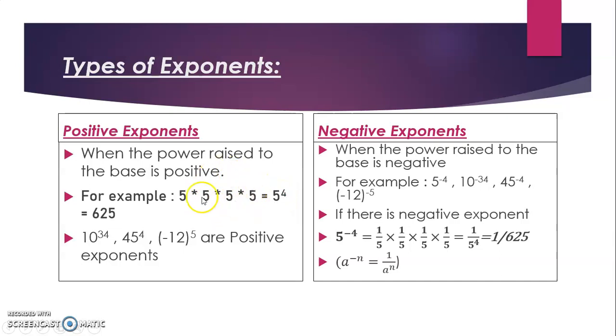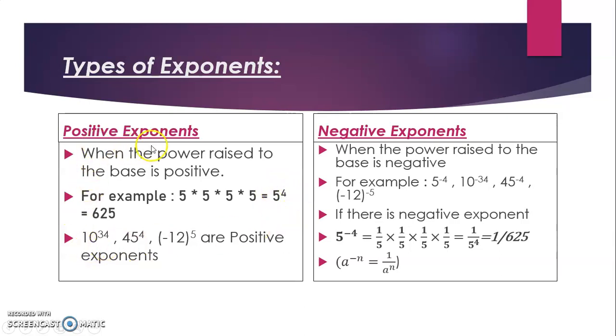This is the normal way. This is the positive exponent, because here the power is a positive number. This 4 is plus 4. We can write it as 625. When we multiply these 5s 4 times, you will get 625. So this is an example of positive exponents. This 5 into 5 into 5 into 5 is the expanded form, and this 5 raised to the power 4 is the exponential form.